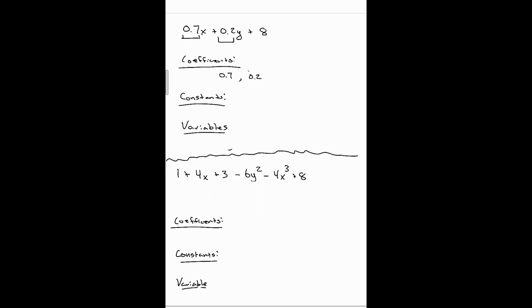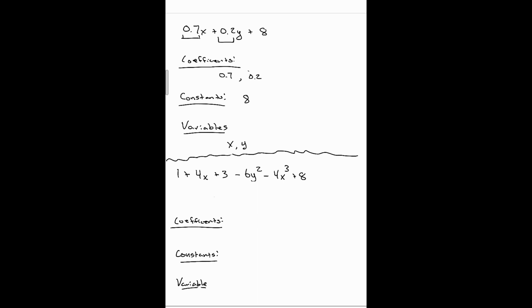Constants are just the numbers that don't have letters attached to them. So in this particular expression, the constant would be 8. And the variables are just the letters that we see in this expression. So the variables in this problem would be x and y. And that's it.